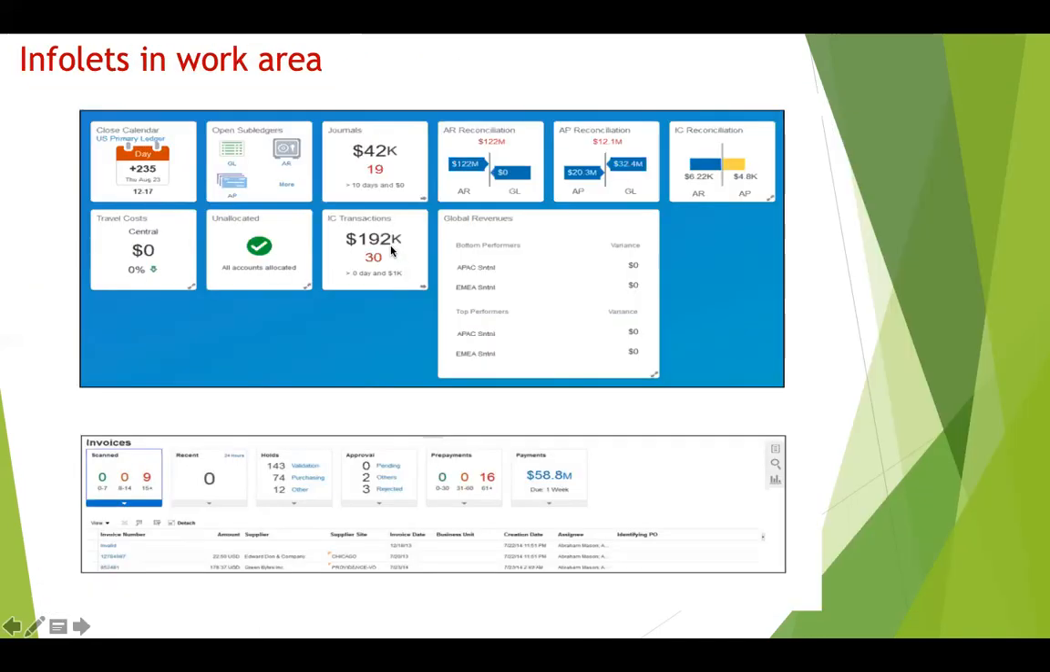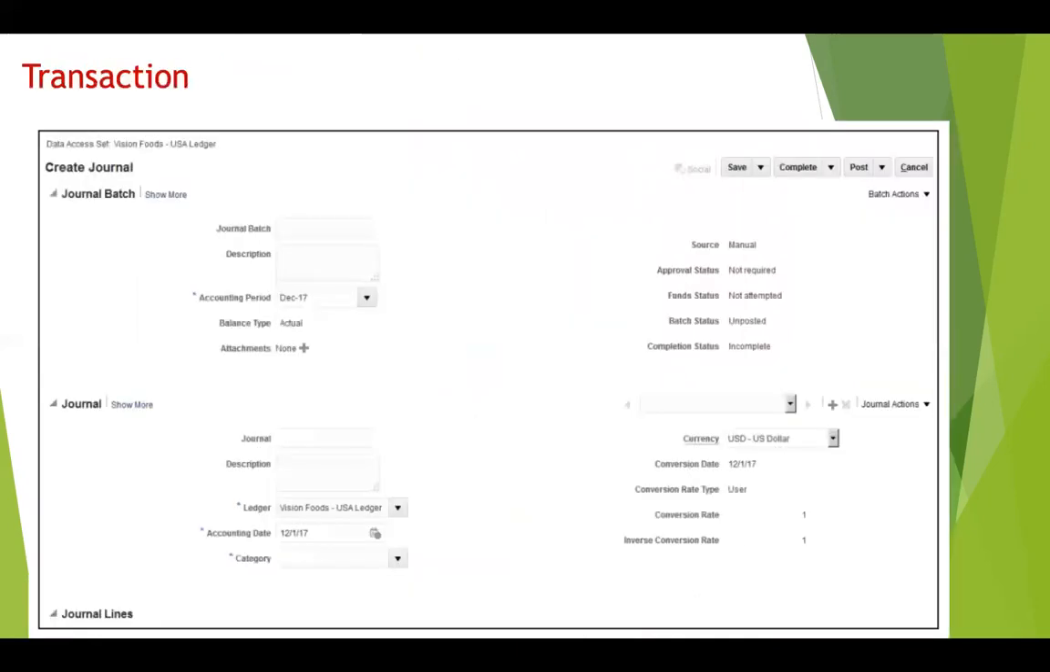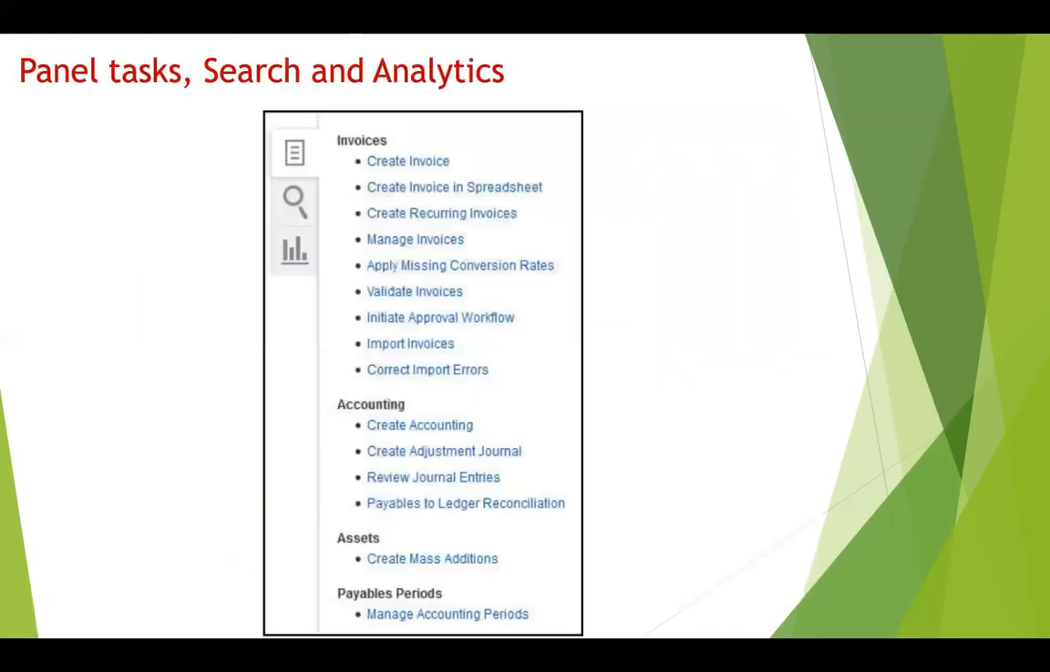The panel tasks come when you click on those three lines on the invoices screen. If you are in the invoices screen and go to the three boxes on the extreme right side and click on the first one, you can see different tasks like create invoice in spreadsheet, create recurring invoices, manage invoices, apply missing. These are different invoice related tasks, accounting tasks, asset and payable periods. Also there are search utility and analytics.